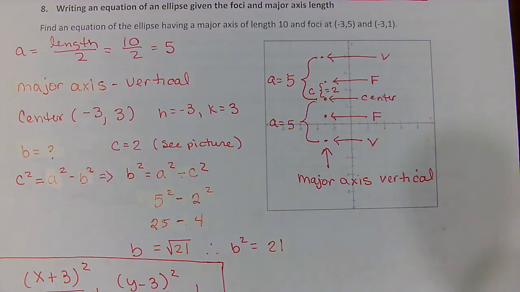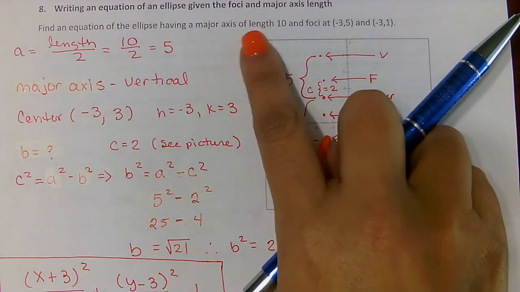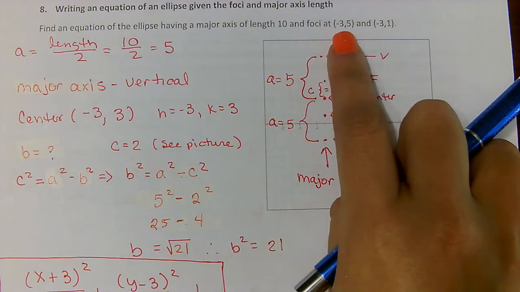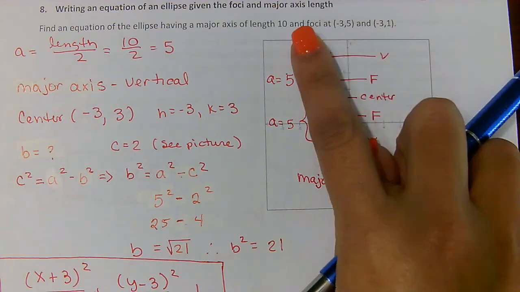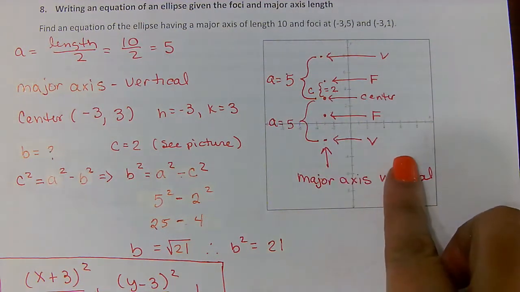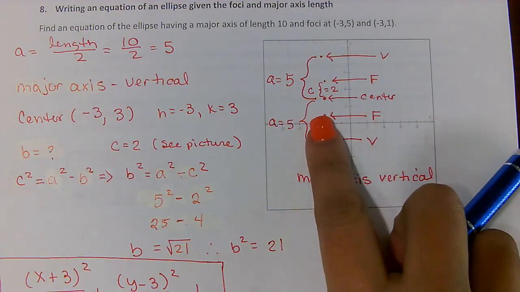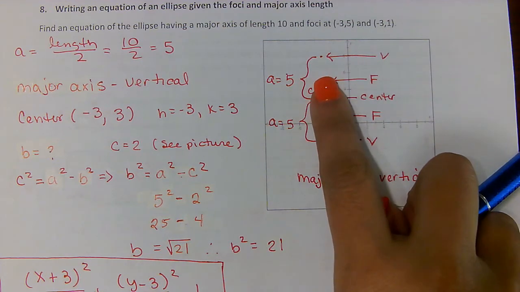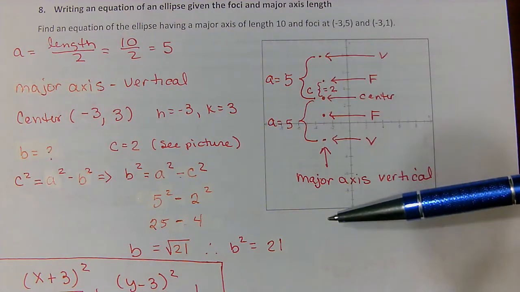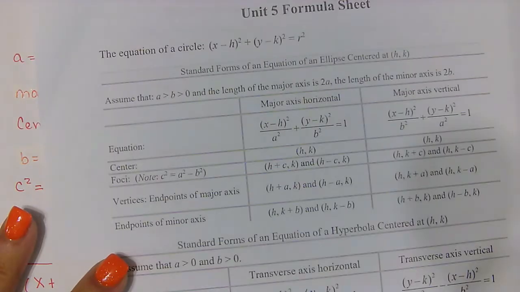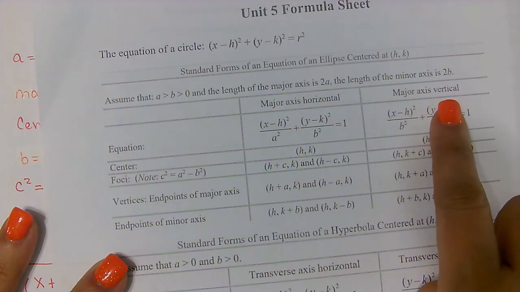Number 8 says to write the equation of an ellipse given the foci and a major axis length. We're given that the major axis length is 10 and the foci are at (-3, 5) and (-3, 1). First thing I did was graph these points. I put the foci here and here, which means this is going to be a vertical major axis. So when I'm looking at my equations, I'll be looking at a major axis that is vertical.